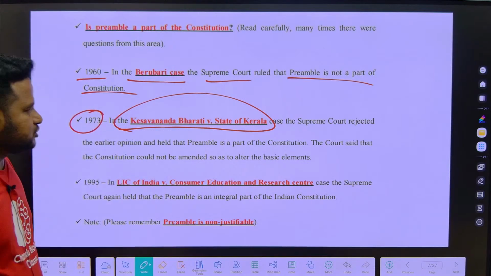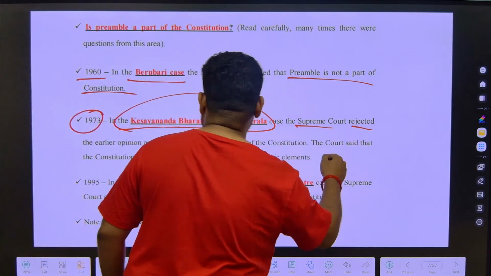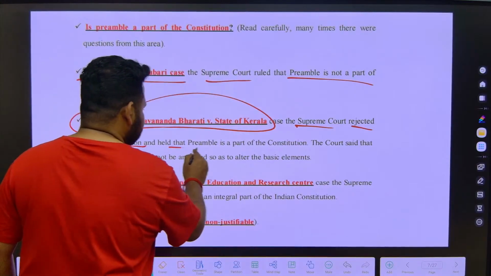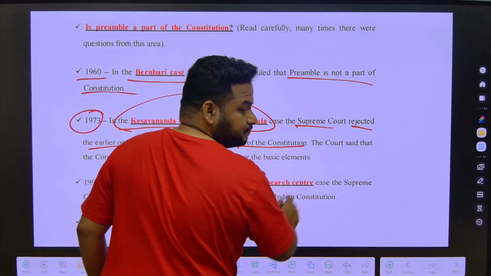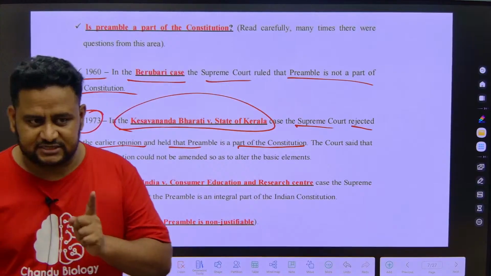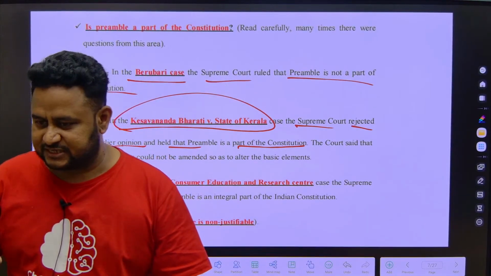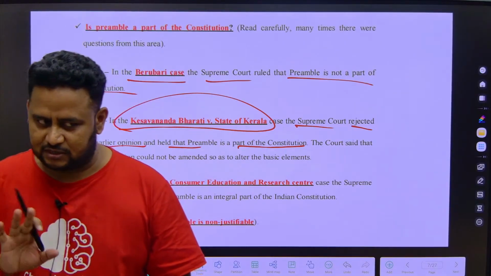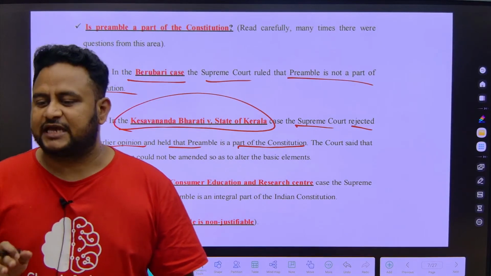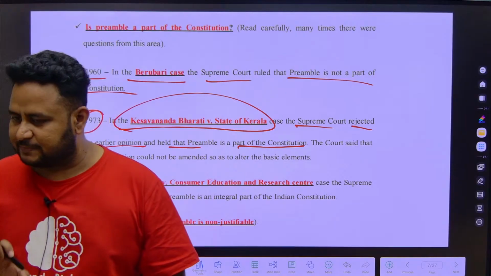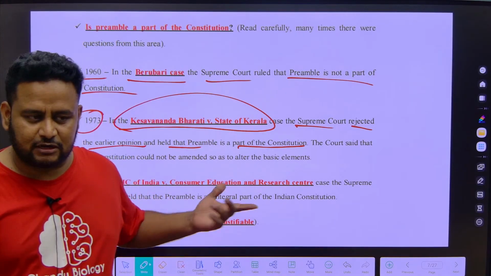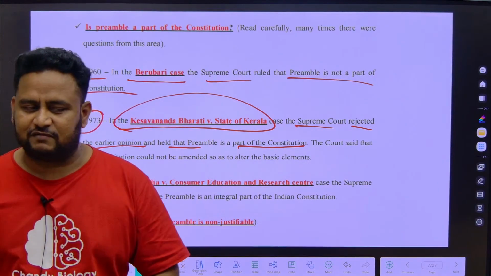In this case, Supreme Court rejected its own earlier opinion and held that preamble is a part of the constitution. Okay, in Berry case, what did it say? Not a part of the constitution. In Keshavananda Bharati case, I'll just use KBC, it is not Count Banaga Pardi, it is KBC, means Keshavananda Bharati case. In Keshavananda Bharati case, what did it say? It rejected the earlier opinion. It said preamble is part of the constitution.